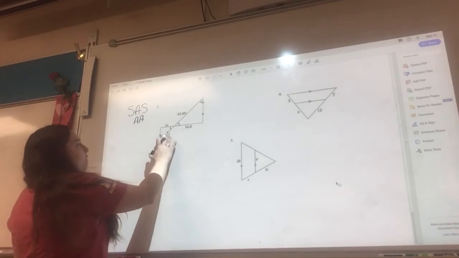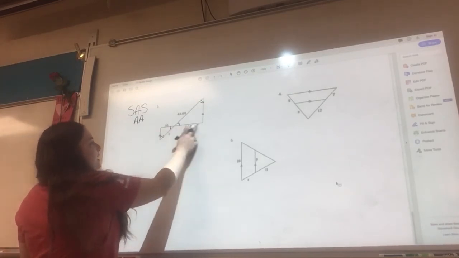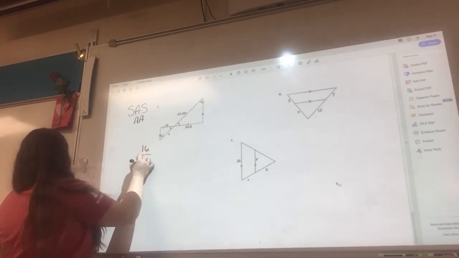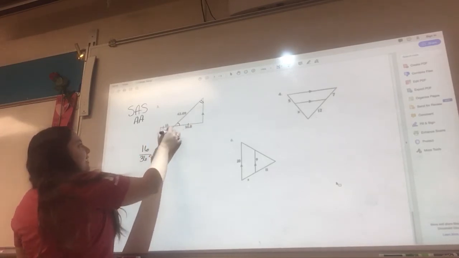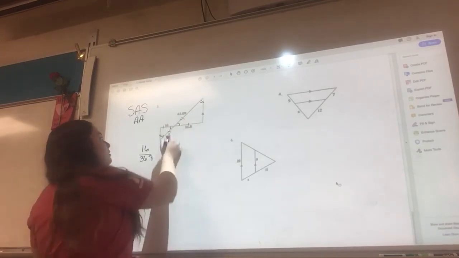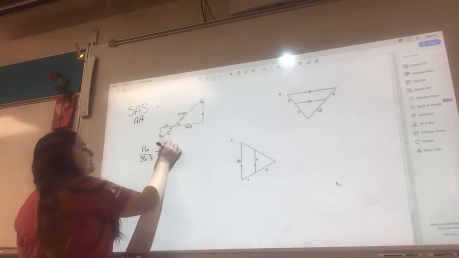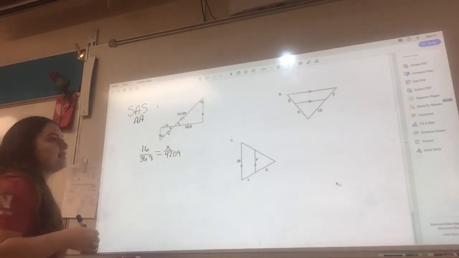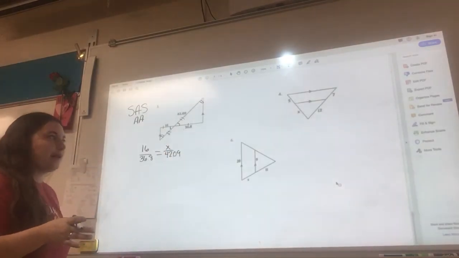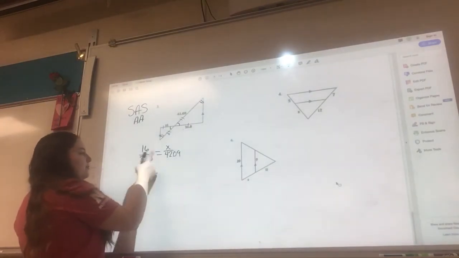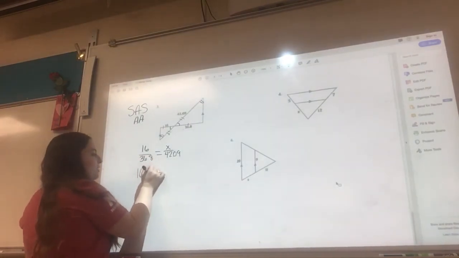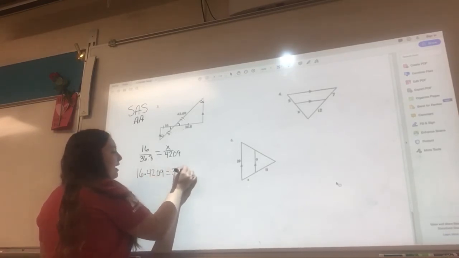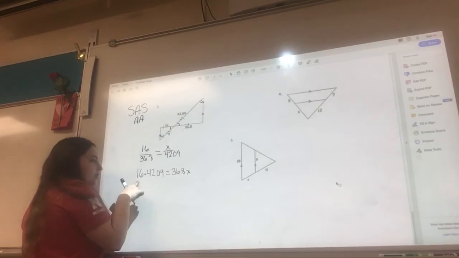We now need to solve for our x. These guys are on the same line, so 16 and 36.8 have to be similar to each other, and then x and 42.09. So this is x equals 42.09. Again, don't be afraid of decimals. All you have to do is plug it in your calculator. So we're going to cross multiply, and we're going to see 16 times 42.09 has to equal 36.8 times x. Again, just plug it in your calculator.